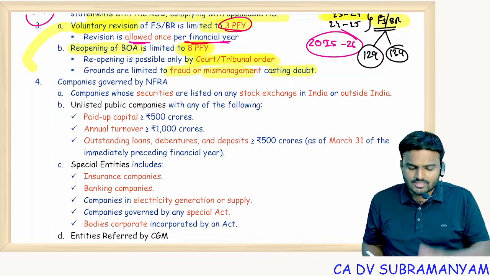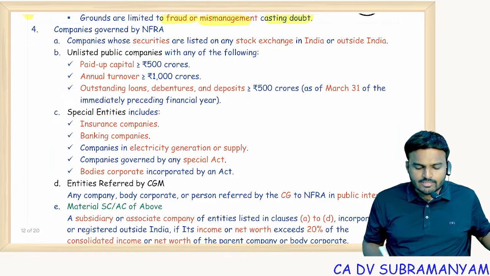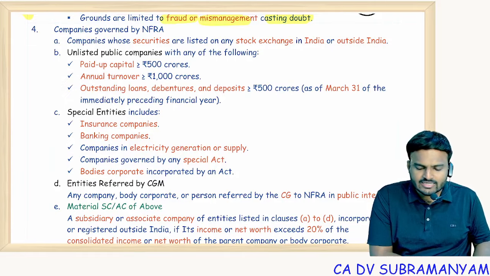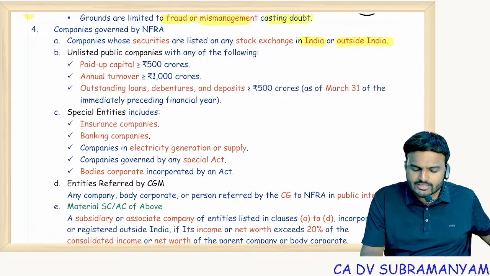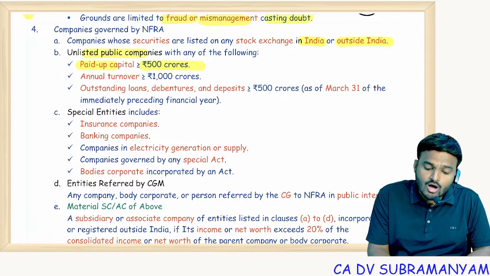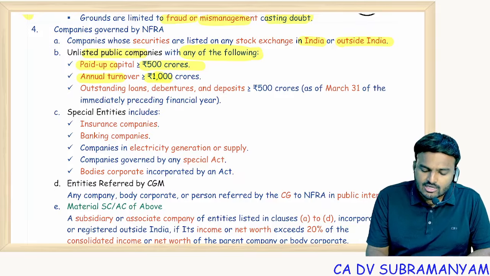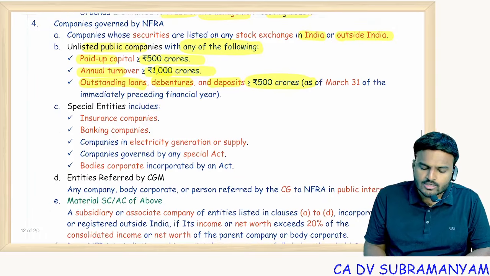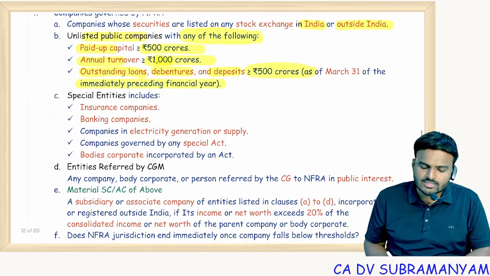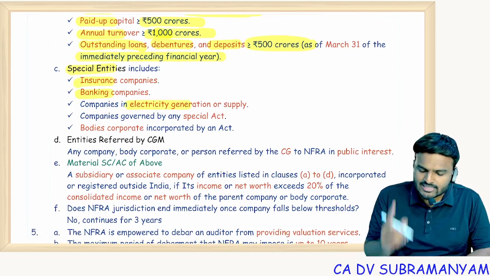Next, companies governed by NFRA. Companies whose securities are listed on any recognized stock exchange, either in India or outside India. Unlisted public company with paid up capital of 500 crores or more, or annual turnover of 1000 crores or more, or outstanding loans, debentures, deposits of 500 crores or more in the immediately preceding financial year. Also, special entities, that is banking, insurance, electricity, big companies.